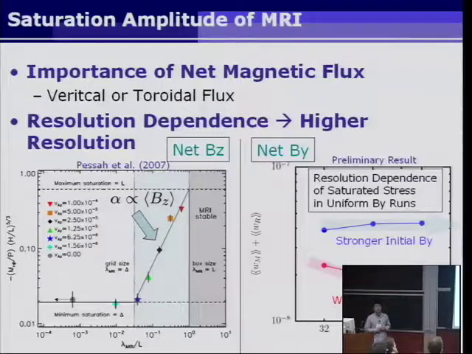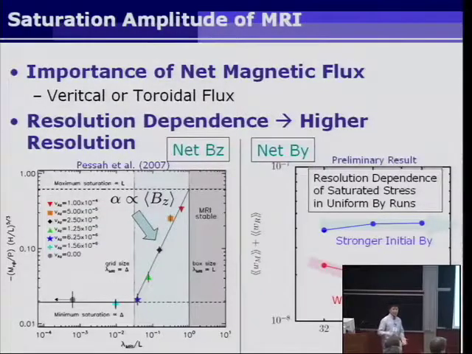And the saturation amplitude of the MRI is one of the most important quantities we want to know. This quantity depends basically on the field geometry and the resolution. If there is a net vertical flux, then the saturation amplitude is always quite large. So the angular momentum transport by MRI will be sufficient. And this is also true for the net toroidal case too.